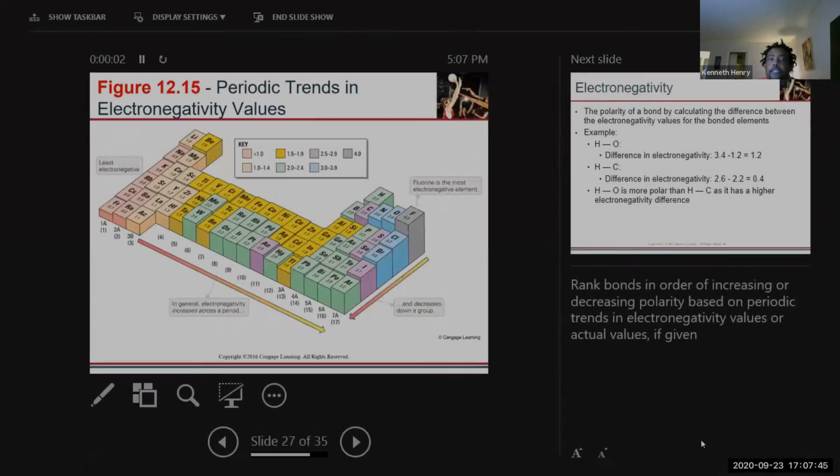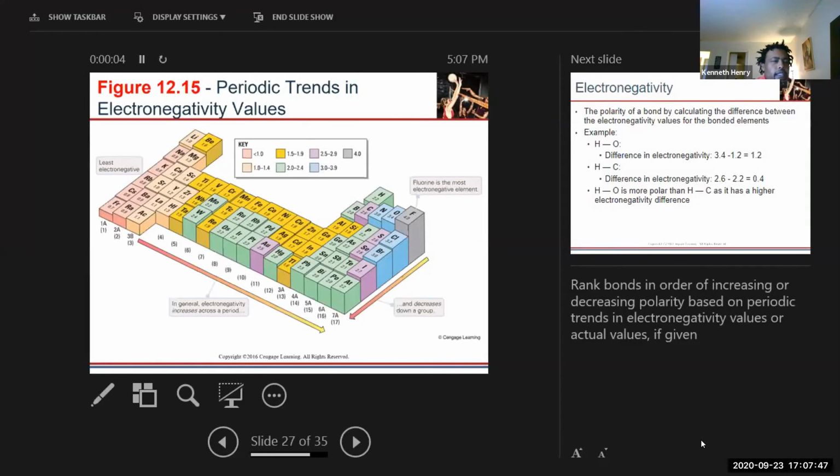So we are talking about electronegativity. What is electronegativity again? The energy it takes to take an atom away from an element. You mean an electron from an element, and that's ionization energy. That's what I meant to say.